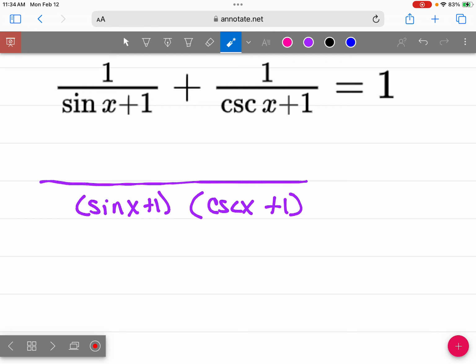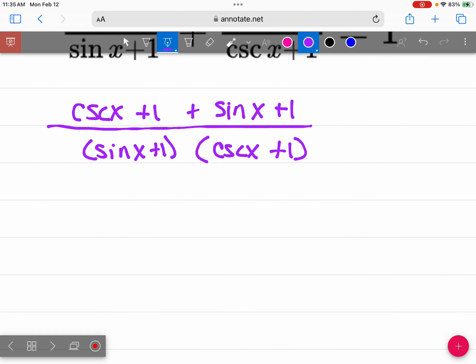So in order to get to that common denominator, I multiply this one by the cosecant x plus 1. So we get cosecant x plus 1. And on the right fraction, we've multiplied by our sine of x plus 1. So we get sine of x plus 1. So then what we're going to need to do is combine like terms in our numerator, and we're going to want to multiply out this denominator.